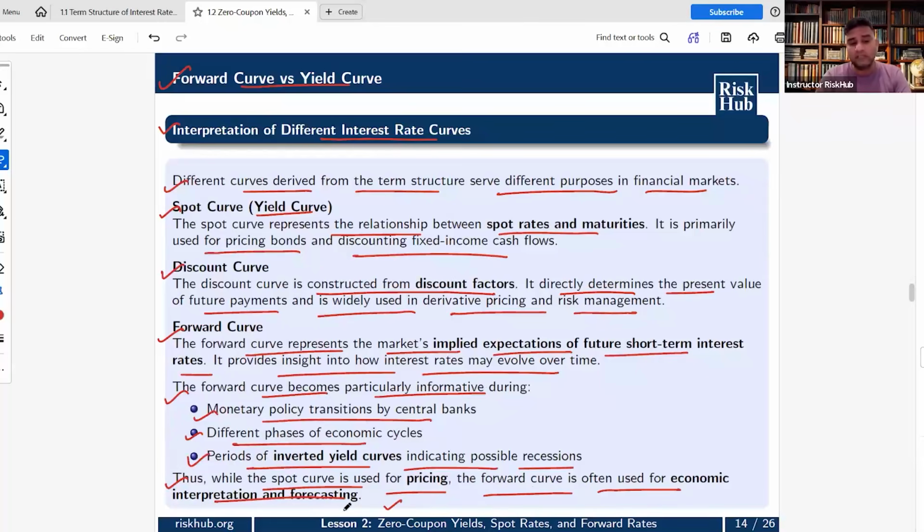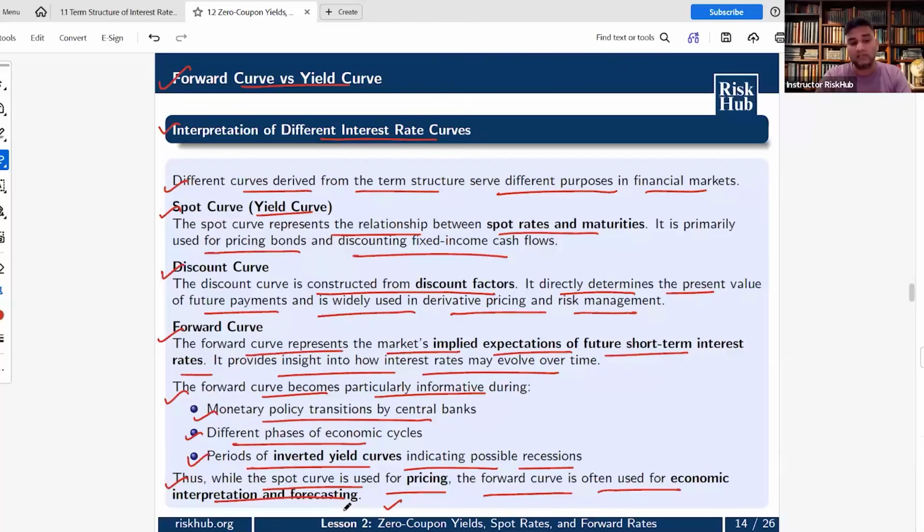So the slide interprets three curves that are built from the same data but read for different purposes. Spot curve, or yield curve: spot rate plotted against maturity, used to price bonds and discount fixed income cash flows. Discount curve: plotted against maturity, each point is the present value of $1 at that time, used directly in derivative pricing because no rate conversion step is needed. Forward curve: forward rates plotted against their start date, read as the market-implied path of future short-term rates.